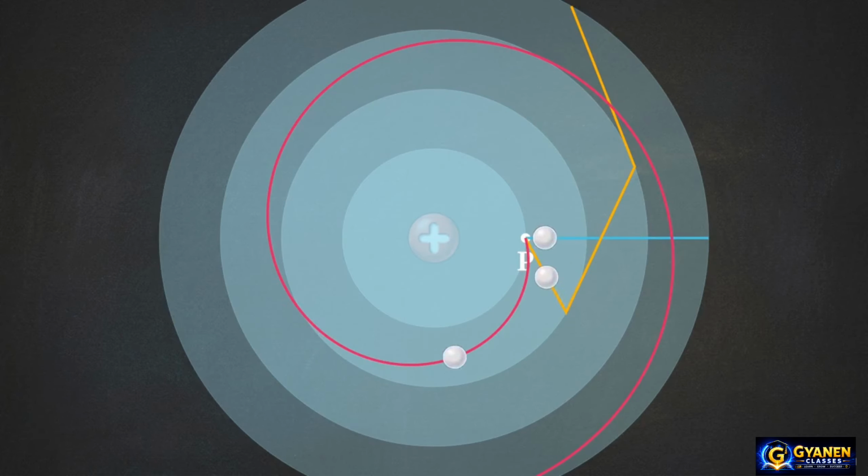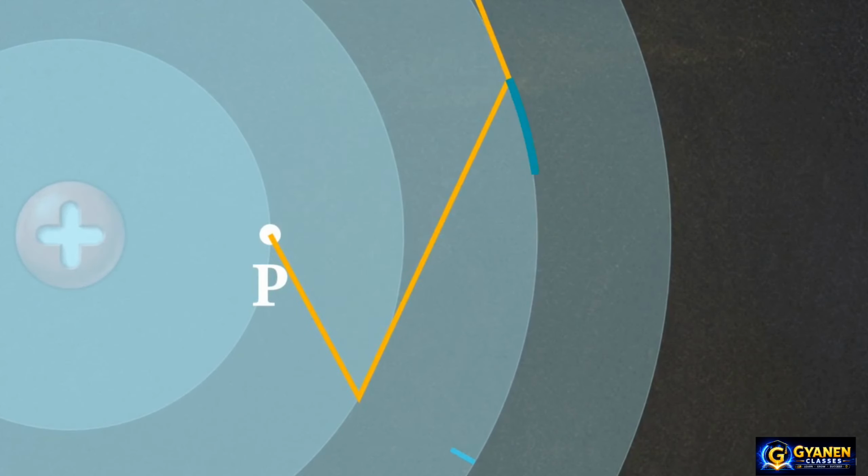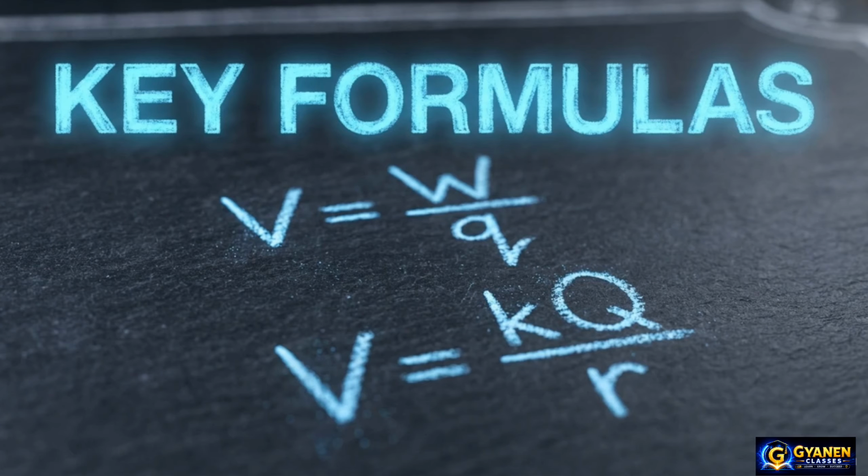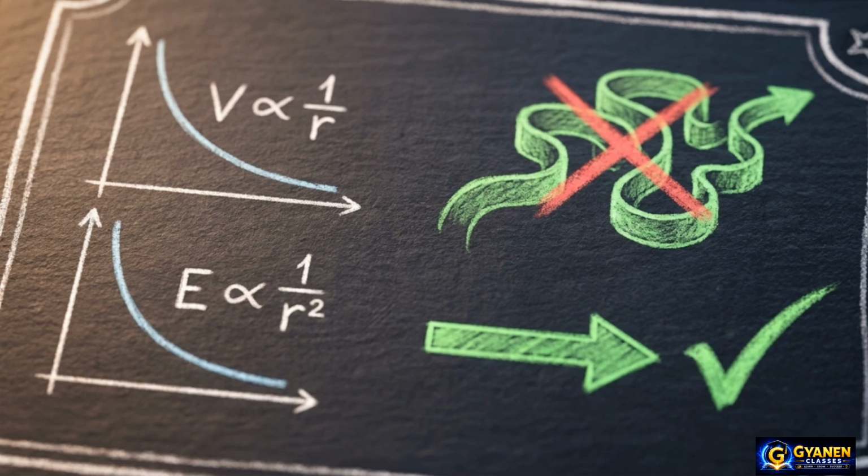A complex path combines steps parallel or perpendicular to the field. Perpendicular sideways movements cancel out, requiring zero work, leaving only the net radial displacement. For quick revision, remember, potential is work per unit charge, using a 1 over r relationship. And because the field is conservative, work is always path independent.